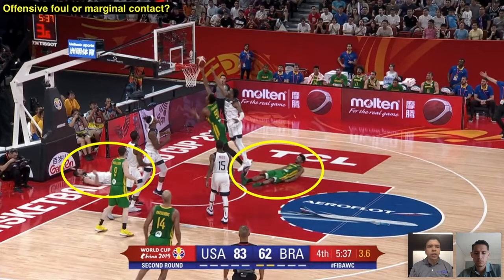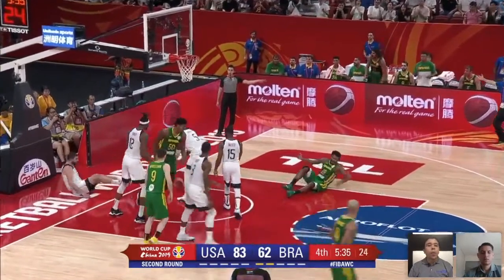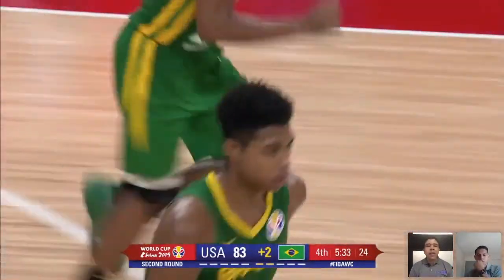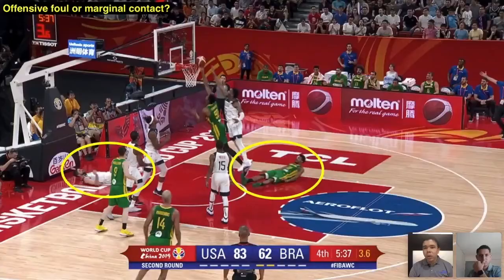Offensive foul or marginal contact. We will determine during the game if that needs to be called a charge, or if we can consider it a marginal contact.